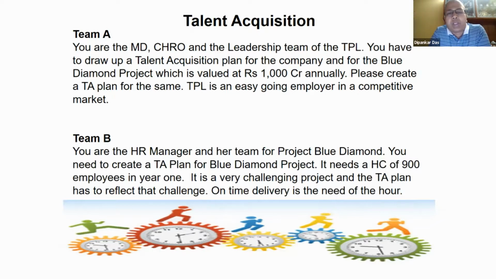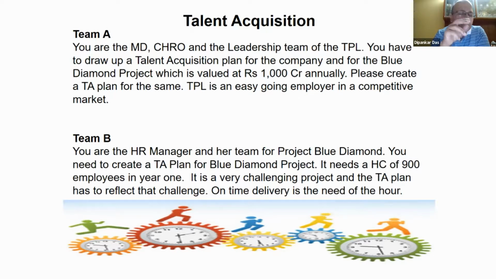Team B, you are the HR manager and her team for Project Blue Diamond. So you are part of the project team and you have to create a talent acquisition plan for this particular project. And you need a headcount of 900 employees in 1 year. It is a very challenging project and the TA plan has to reflect that challenge. On time delivery is the need of the hour.